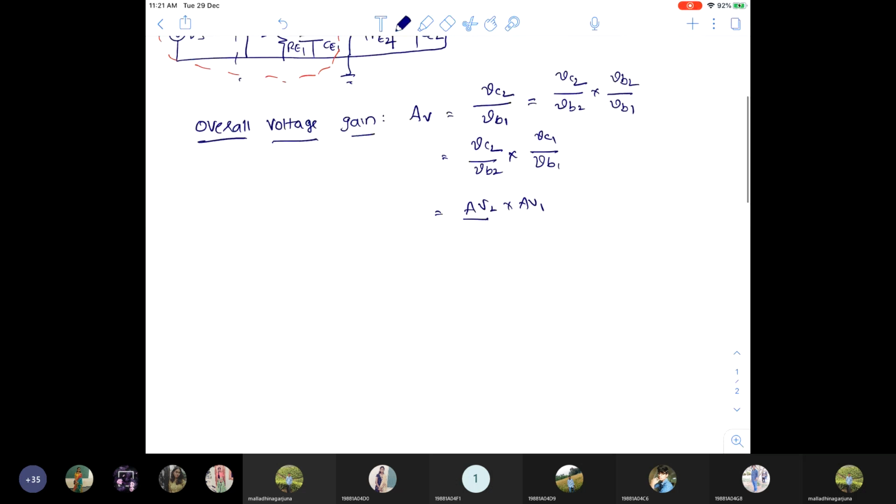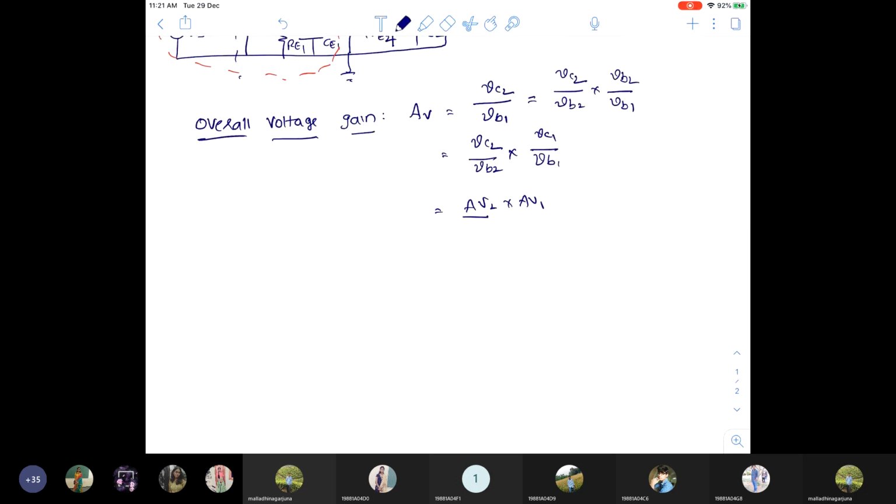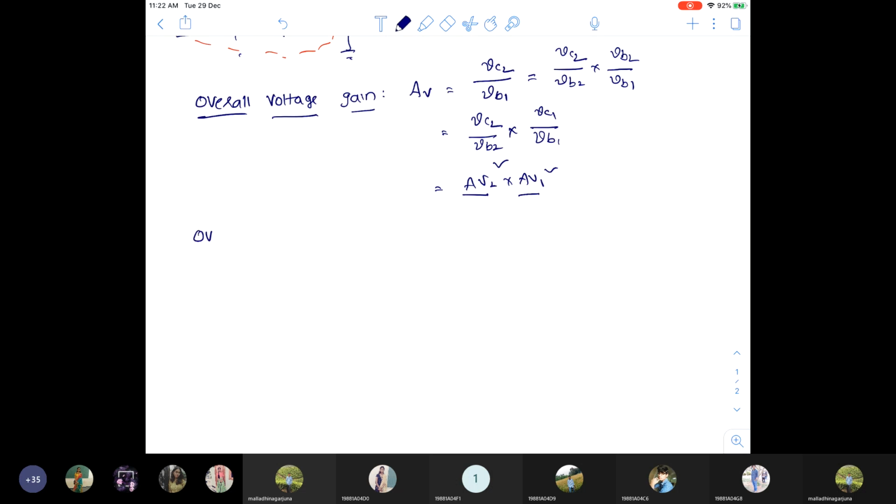So the overall voltage gain AV equals AV1 into AV2. We are going to calculate what AV2 and AV1 are. So this is the overall voltage gain. Now let us calculate the overall current gain.